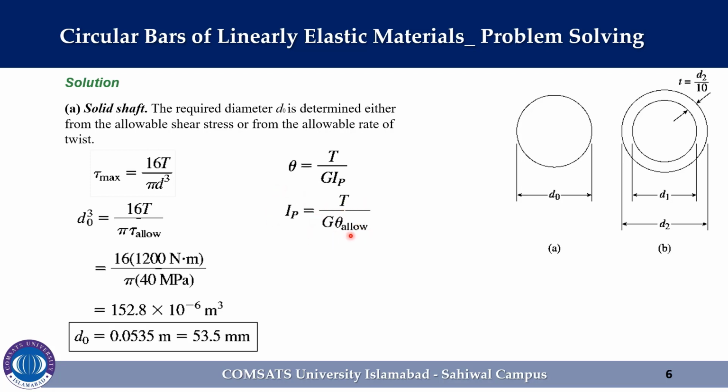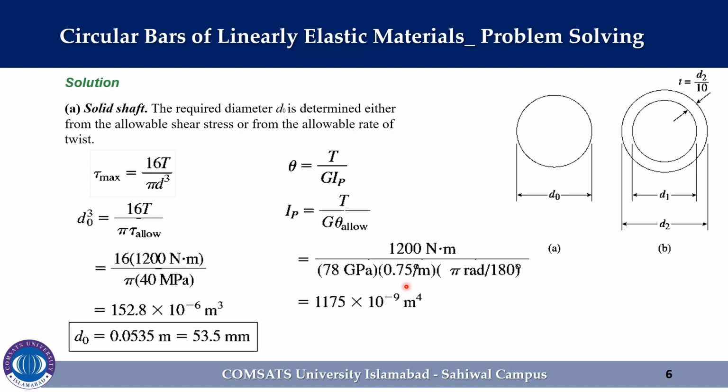Here the value of torque is 1200 Newton meter, that is given in the statement. Shear modulus of elasticity G is 78 gigapascal, that is also given in the statement. And the allowable rate of twist is 0.75 degree per meter. But we have to convert this into radians, as you can see here. So after some simple calculations, the polar moment of inertia will be 1175 cross 10 raised to power minus 9.